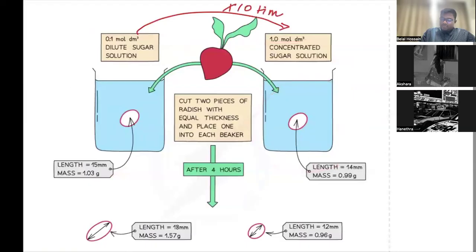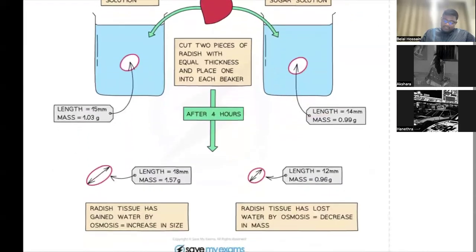10 times more, so that you can visibly see the difference. You can see the mass of this particular piece of radish has gone from 1.03 gram to 1.57 gram. That means the radish tissue has gained water by osmosis. It increased in size. Whereas the mass for this radish piece has decreased by 0.96 gram. So this one has lost water, and the water is lost by osmosis. So there is a decrease in mass.